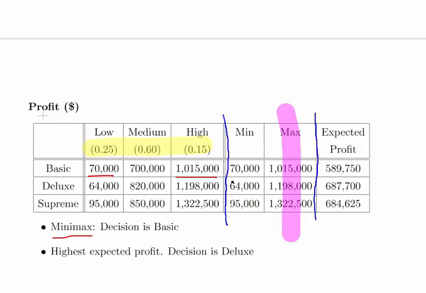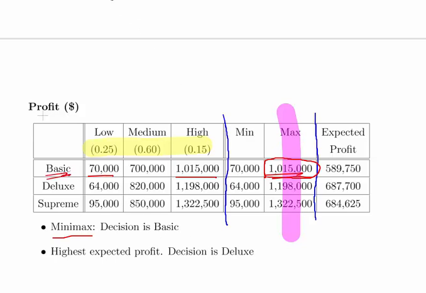So in this case, under the Minimax, we pick out the minimum of the maximums, okay? So that's the lowest value on that column there. That's the lowest maximum value. So these are our 3 maximums, and that's the lowest value, okay? So according to the Minimax decision criterion, we would go with basic, okay?